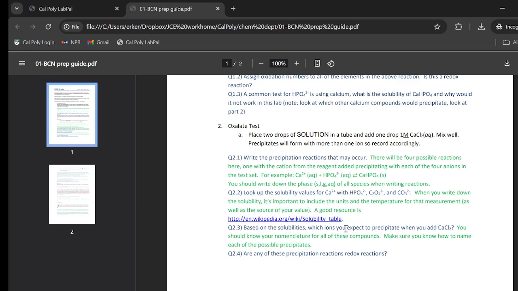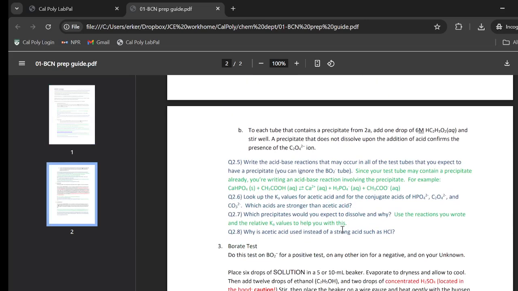And then kind of a prediction of what we expect to see before we do the lab. And then we go on to part B for that oxalate test. Using the tubes that had precipitate, we add some acetic acid, and we see if the precipitate dissolves or not. If the precipitate does not dissolve, that means we've got oxalate.